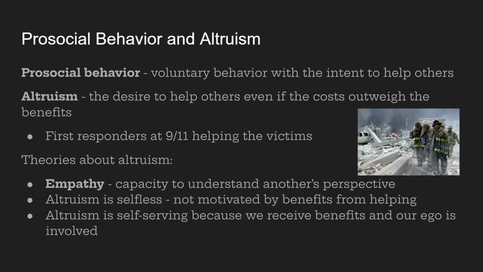And then the seventh and final section is prosocial behavior. So prosocial behavior is voluntary behavior with the intent to help others. Altruism is the desire to help others even if the costs outweigh the benefits. So that would be an example of prosocial behavior. An example of altruism is first responders at 9/11 helping the victims.